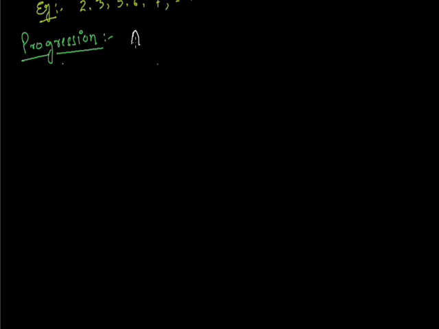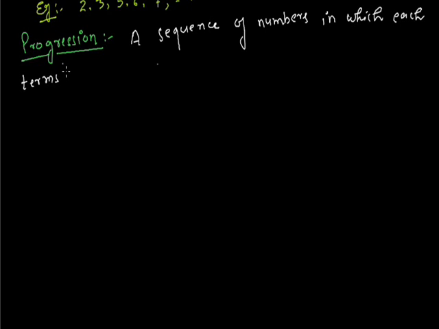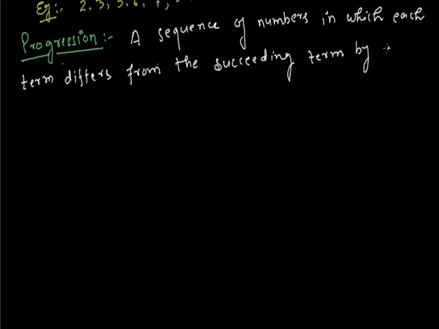And next, progression. A progression is a sequence of numbers in which each term differs from the succeeding term by a constant relation, which may be addition, subtraction, multiplication or division. Now let us start with the arithmetic progression.